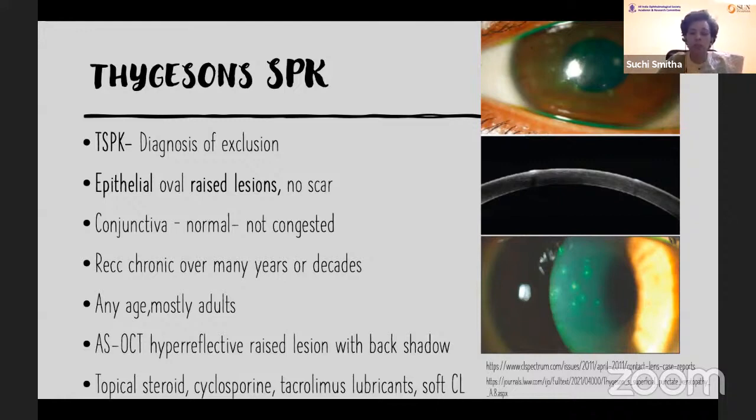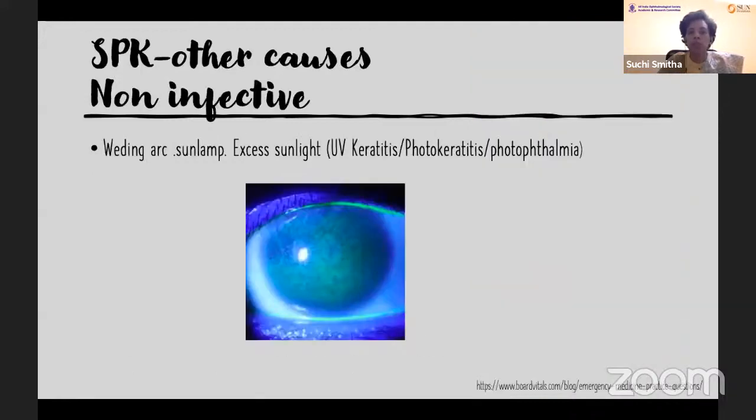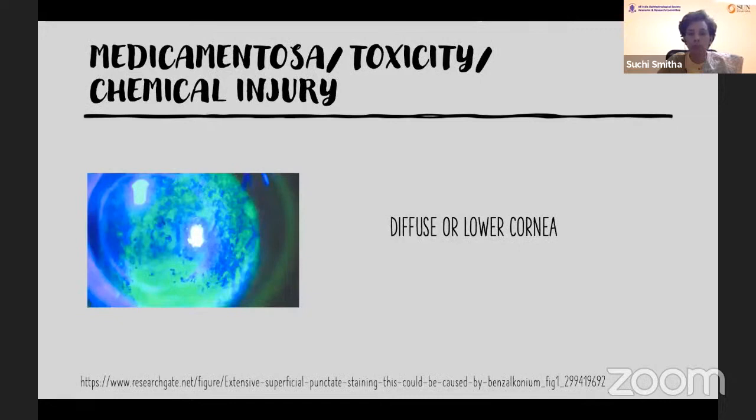Topical mild steroids, cyclosporin, tacrolimus, lubricants, and BCL have all been tried. Other conditions are toxic, like excess UV light exposure, like in photokeratitis. We find diffuse punctate staining bilaterally, and the patient is very symptomatic. Lubricants or patching the eye can be done.